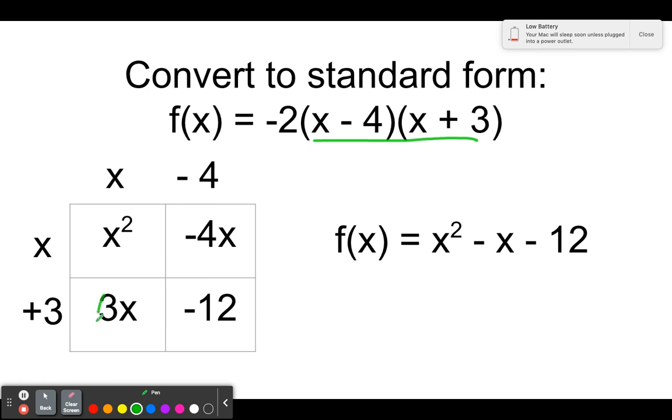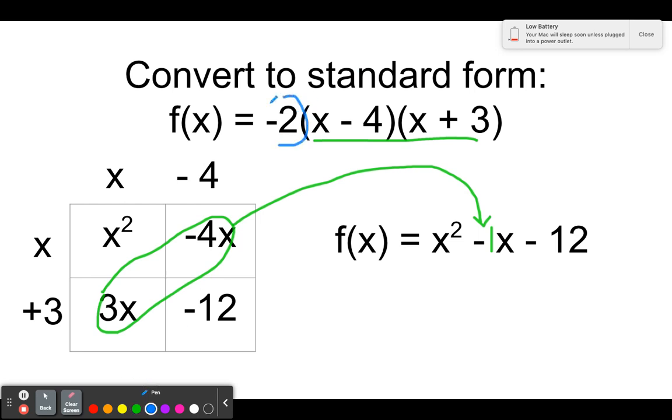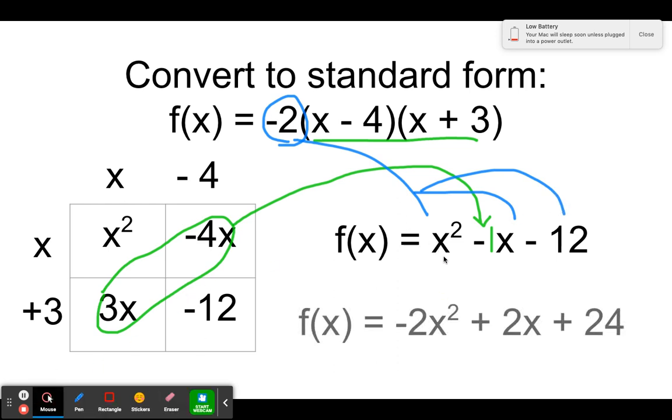Then, exactly like we did before, you're adding these two in the middle together. 3x plus negative 4x is negative 1x. You don't have to write that one in the middle, but you can if you want to. Then there was one other part that I haven't done anything with, and that is this negative 2. What that means is we're going to multiply every piece of this by negative 2. x squared times negative 2 is negative 2x squared. Negative 1 times negative 2 is positive 2. And negative 12 times negative 2 is positive 24. So don't forget whatever's on the outside at the end.